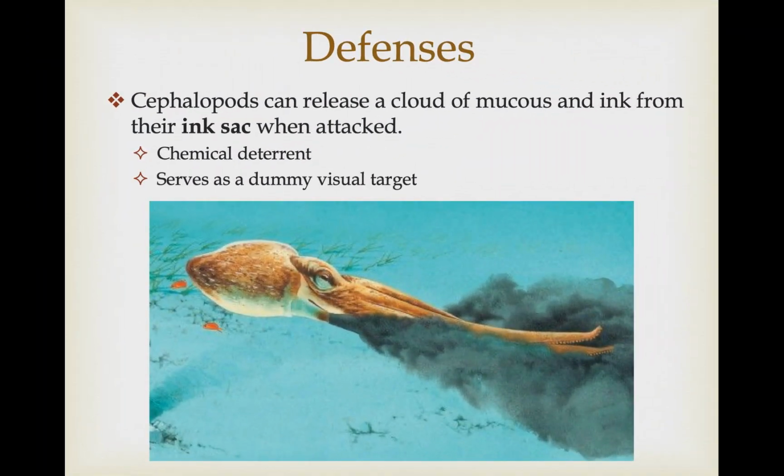Cephalopods can also release a cloud of mucus and ink from their ink sacs when they're attacked. This can be both a chemical deterrent in itself, but as they're swimming away, the ink stays in the location where the attack may have been focused. And so the predator is visually tracking this dummy target while the cephalopod actually swims to safety.